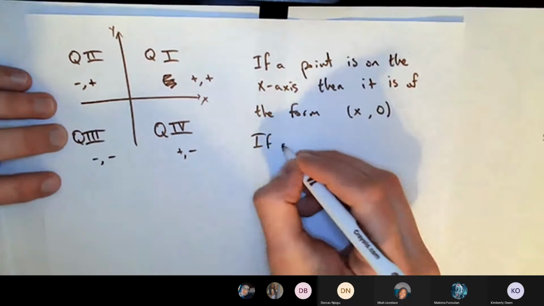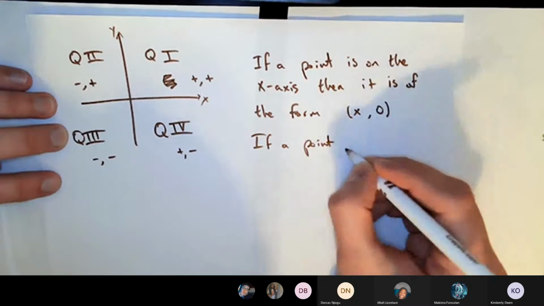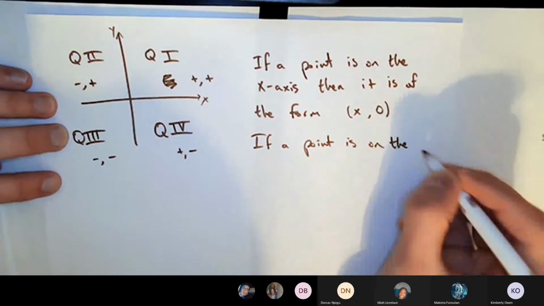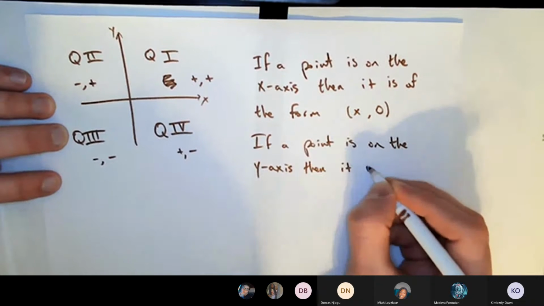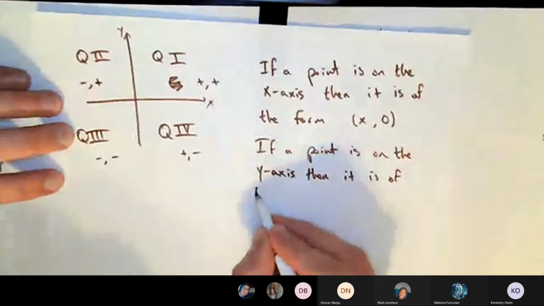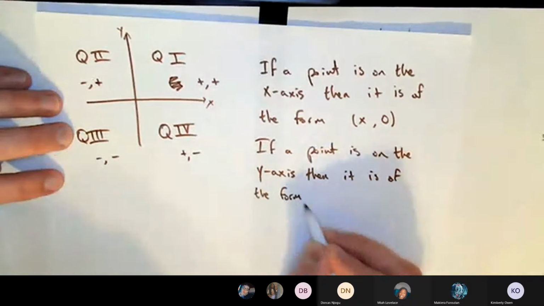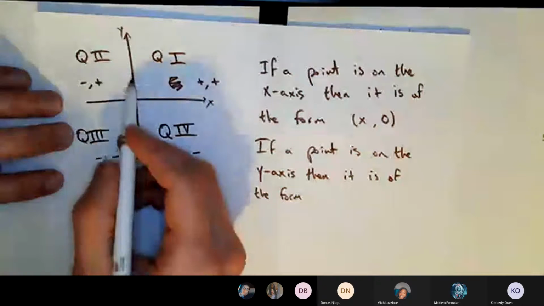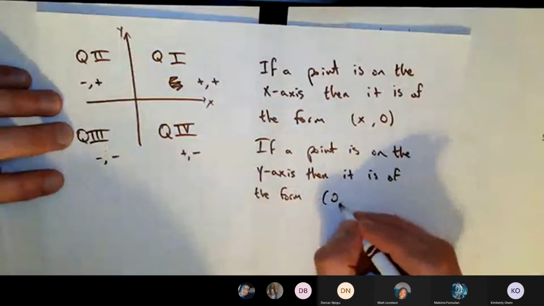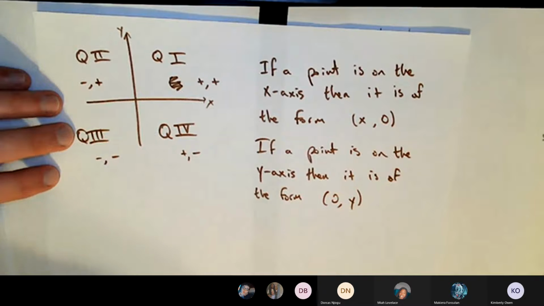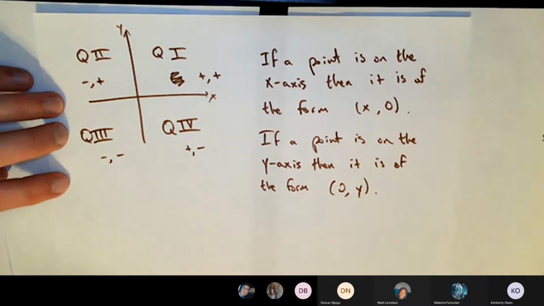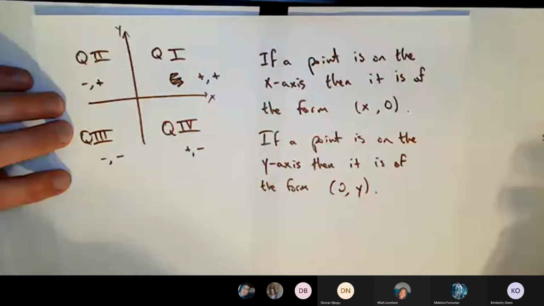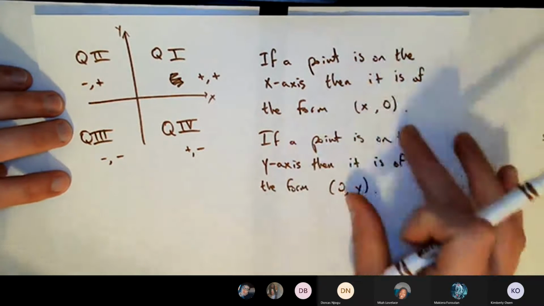And similarly, if a point is on the y-axis, then it is of the form, now, if it's on the y-axis, then its x value is 0. So 0, comma, and then whatever the value is for the point. Okay. We'll have a name for these points later. We'll call them x-intercepts and y-intercepts, but for now, this is fine.